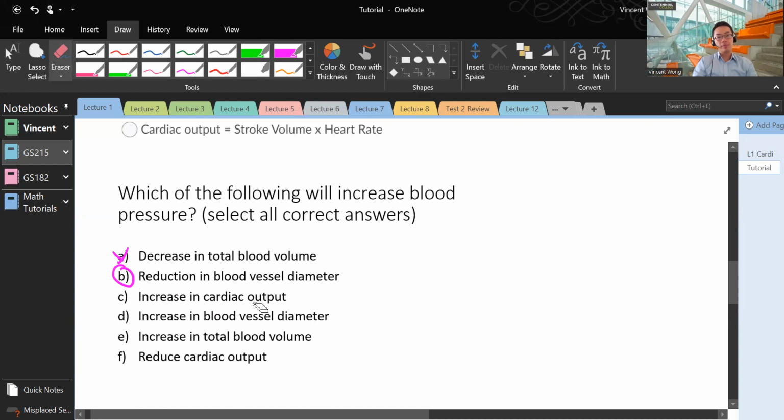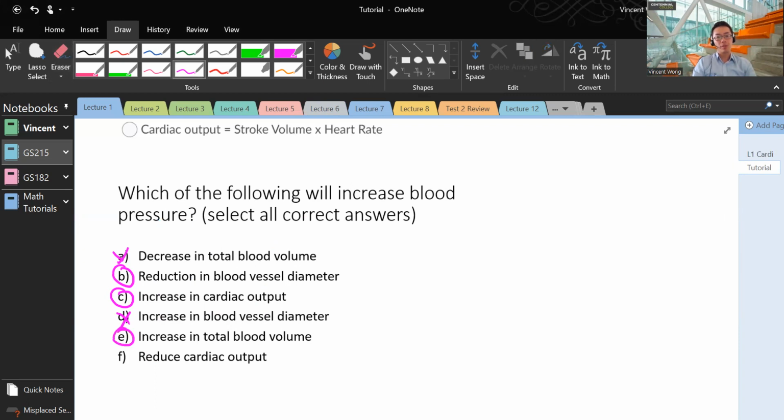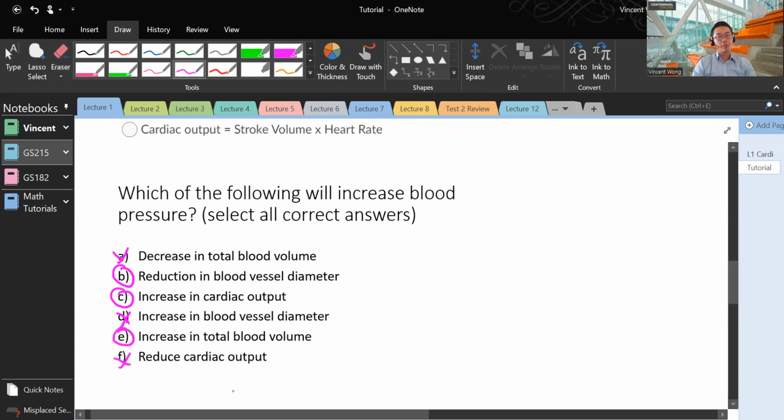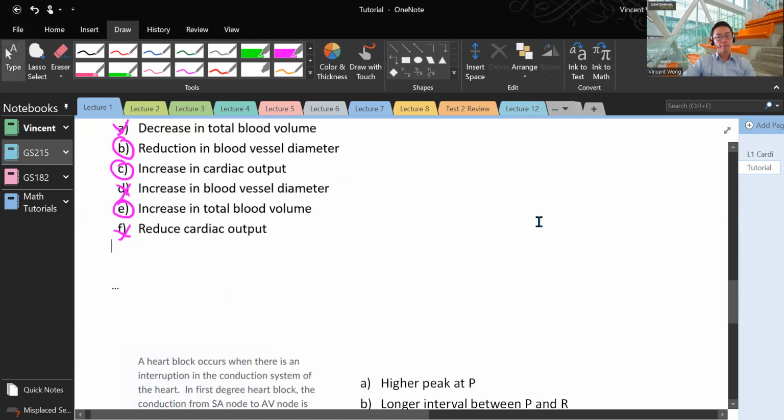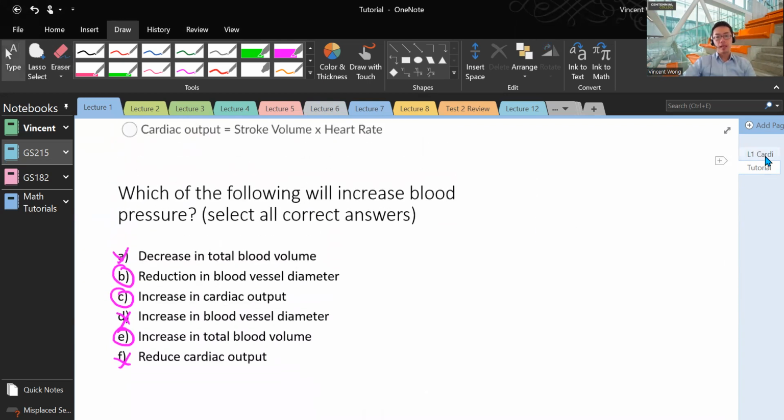Increased cardiac output will also increase your blood pressure. Remember, cardiac output is dependent on stroke volume and heart rate. Increasing either of those will result in higher blood pressure. Increase in blood vessel diameter. This is the opposite of B. So if B is correct, this cannot be true. Increase total blood volume. That will increase blood pressure. And so the answer is B, C, and E. Okay. That is it.